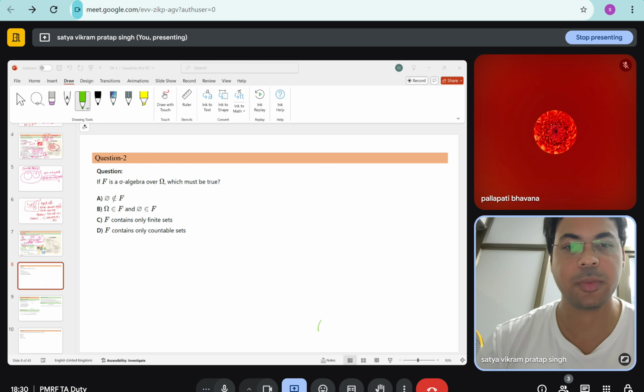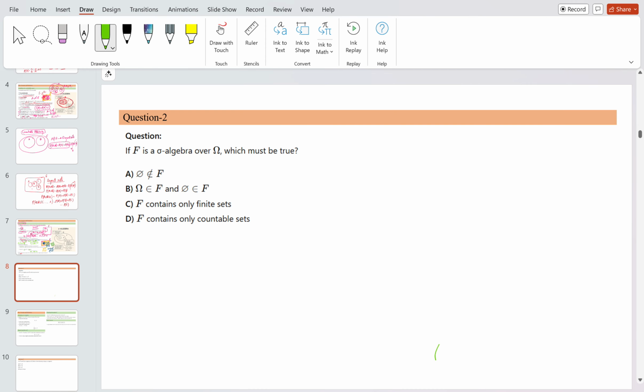Okay, try to solve this. Here it is saying that F is a sigma algebra over omega, and which option should be true. Take your time to solve this. Understand how a sigma algebra could be defined on the sample space. Three criteria you already know.